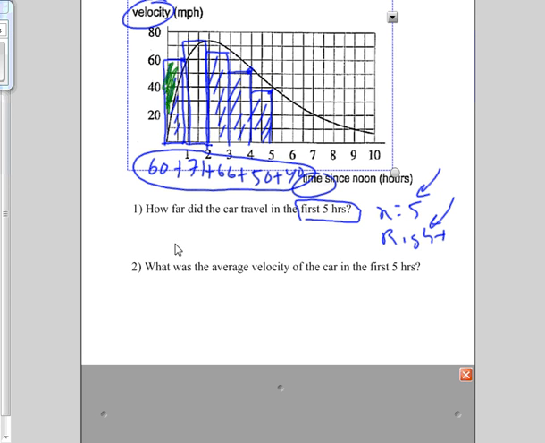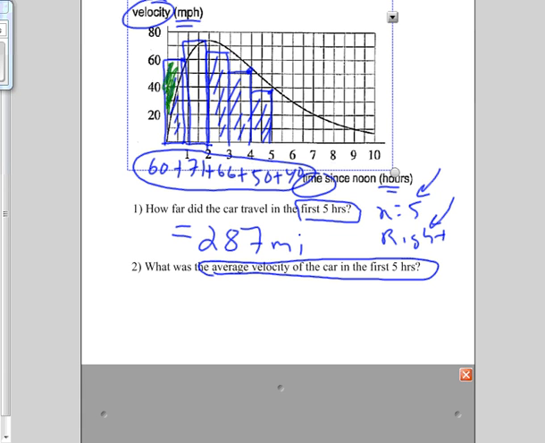If I can add, I think that this should sum up to 287, and we're going miles per hour in hours, so this is 287 miles. So then it says, what's the average velocity of the car in the first 5 hours? We just found the distance that we went. We went 287 miles, and this is approximated, and we did it in 5 hours.